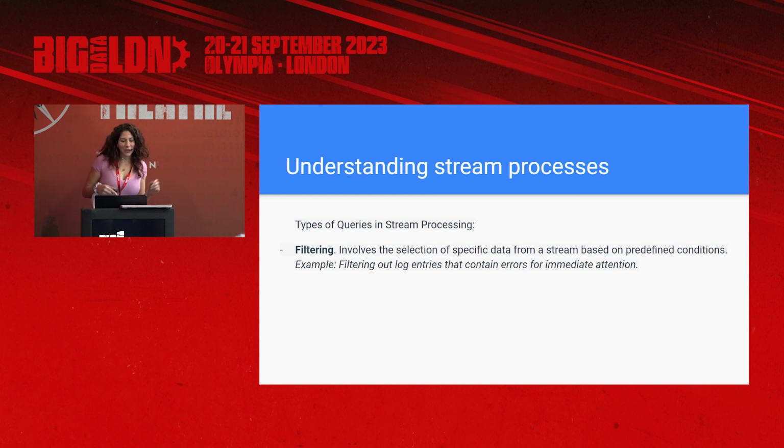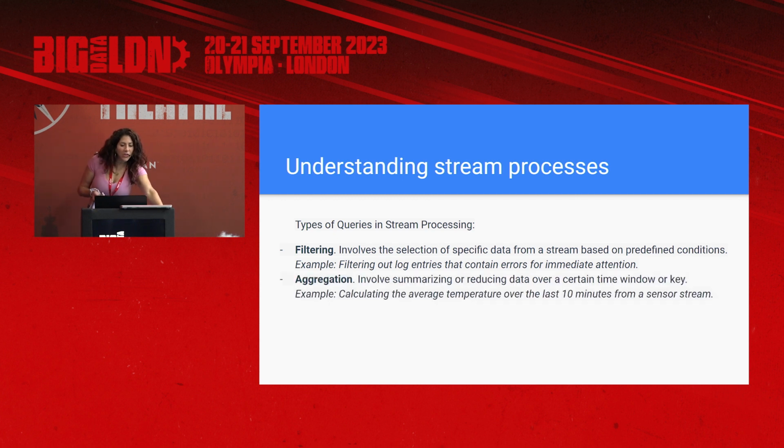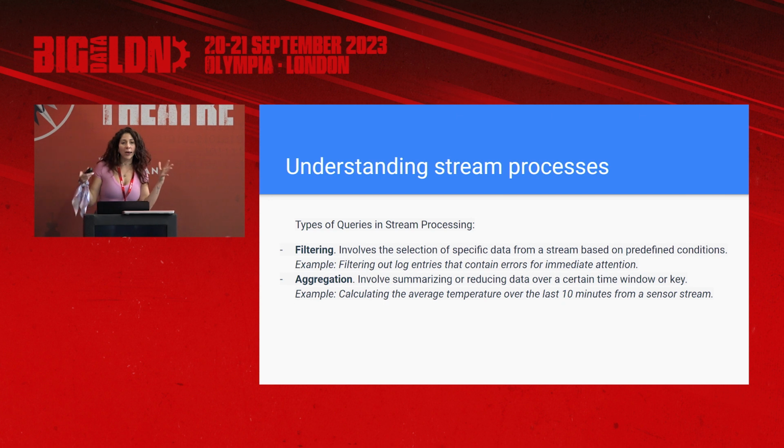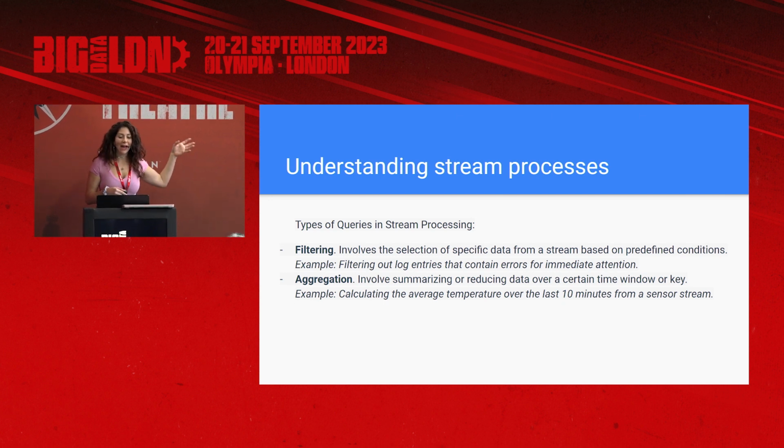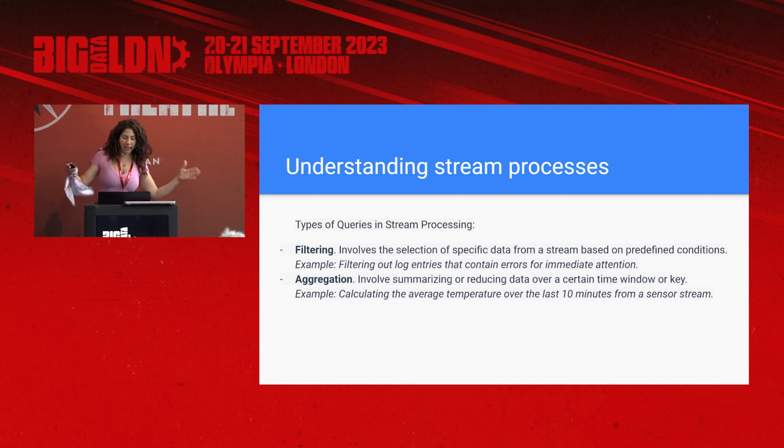But so you're filtering out log entries that contain errors for immediate attention. That's an example of one. Another type of query is aggregation. This basically involves summarizing or reducing the data over a certain time window or key. The example of that is calculating the average temperature over, like, the last 10 minutes from a sensor stream. So you can create this window.